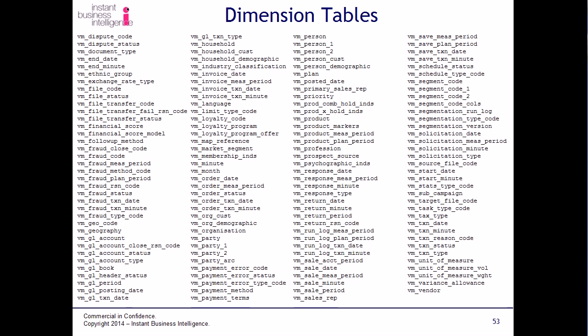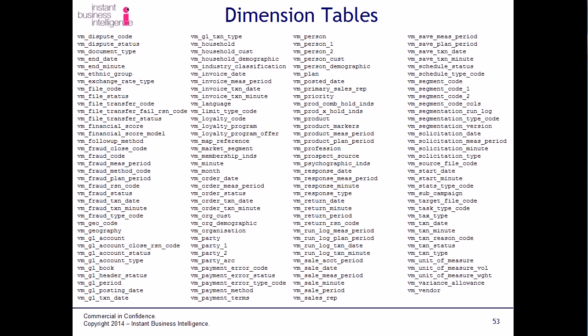Market segments, where we actually have a mechanism for putting customers into market segments. Membership indicators: which type of groups or memberships does this person have, which groups do they belong to, which memberships do they have. Minute, month being time, order dates and periods and statuses. So the order date status or the order status, obviously the transactions, order transaction timing information.